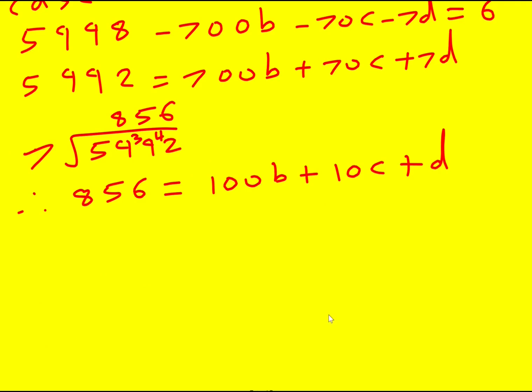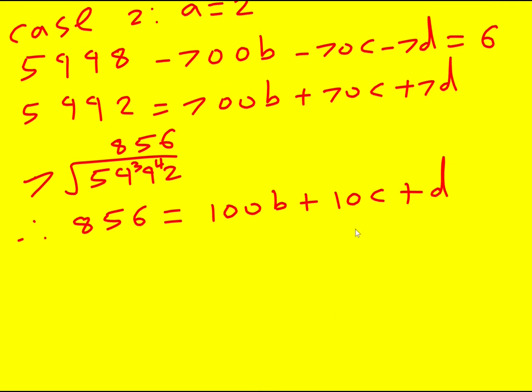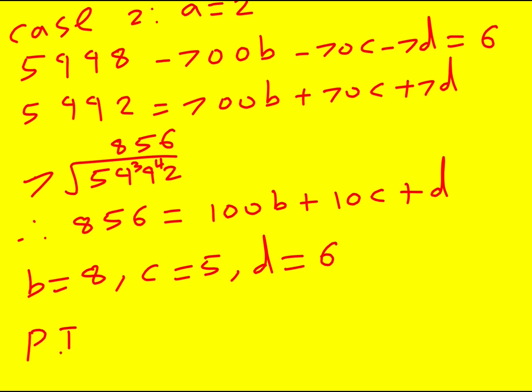And remember, b, c, and d are all single-digit integers, so it kind of falls out from here. b must equal 8, c must equal 5, d must equal 6. And the pin must be 2856.